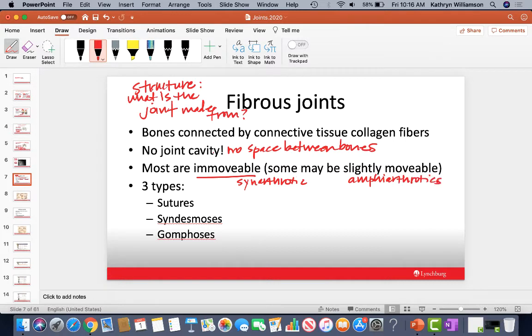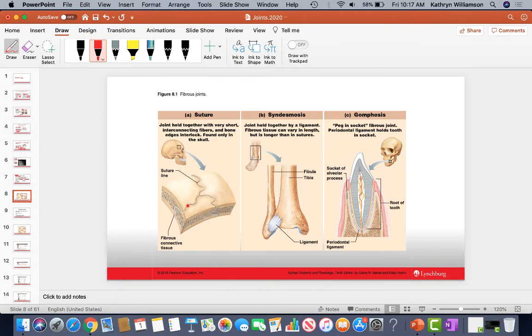Typically you're going to describe a joint with two terms. Each joint is going to have both a structural and a functional descriptor. So maybe the shoulder joint, for example, would be synovial diarthrotic. Synovial tells us the structural type of joint, and diarthrotic tells us the functional. Under fibrous joints, we've got three types: sutures, syndesmoses, and gomphoses. Sutures are just like the sutures in the skull. That's a particular type of fibrous joint.